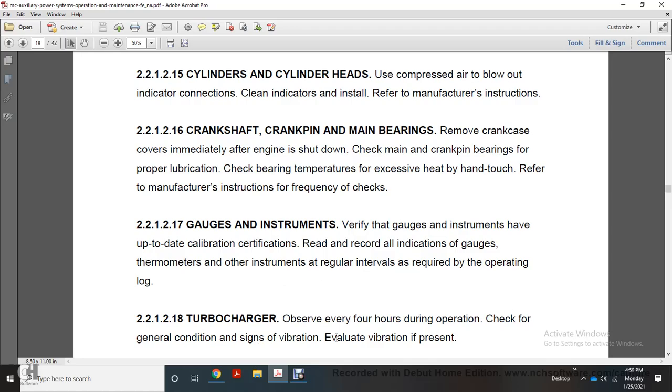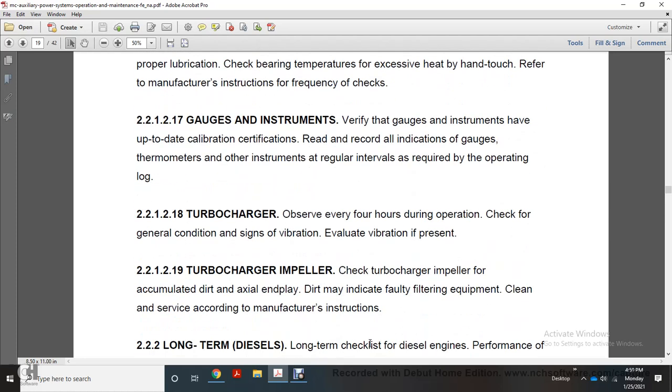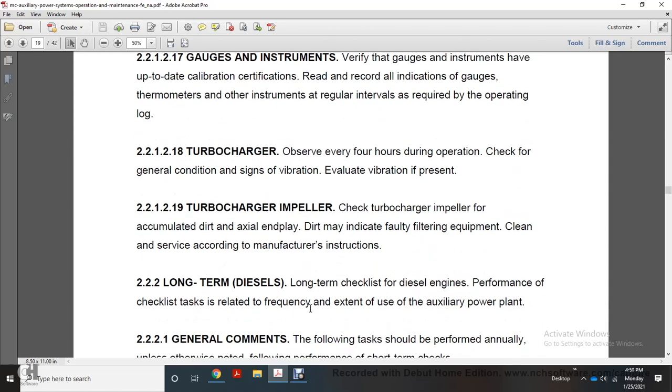Check for the general condition, signs of vibration, and wear. Turbocharger impeller: check the turbocharger impeller for accumulated dirt. Axle end plate dirt may indicate faulty filtering equipment; clean the surface according to manufacturer instruction.